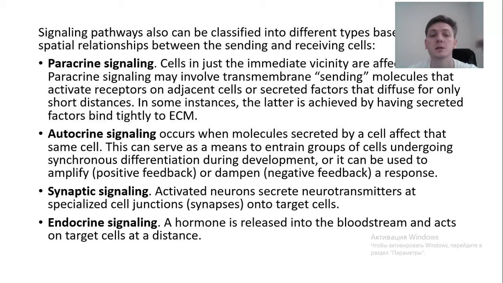Then we have synaptic signaling. Activated neurons secrete neurotransmitters at specialized cell junctions onto target cells. This is well discussed in the nervous system. So when a neuron synapses onto tissues, for example, in muscles.